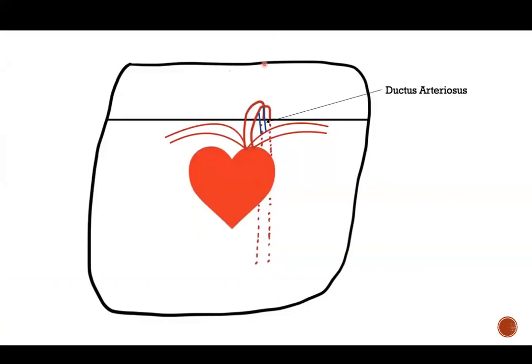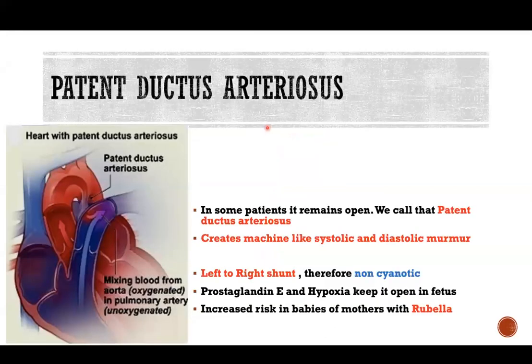non-cyanotic, because oxygenated blood is moving into deoxygenated blood. Since the blood in the pulmonary artery is deoxygenated and the blood in the aorta is oxygenated, moving blood from the aorta to the pulmonary artery will not cause cyanosis. However, if it was a right to left shunt, if the blood flow was going from the pulmonary trunk, which is deoxygenated, into the aorta, which is oxygenated, it will decrease the oxygen levels in the aorta and it will lead to cyanosis in the peripheries. Okay, so cyanosis is the blue color caused by hypoxia. So is that point clear?